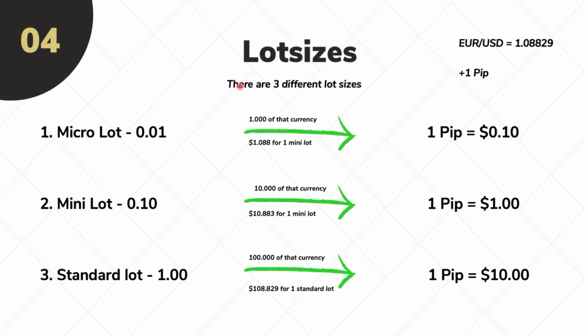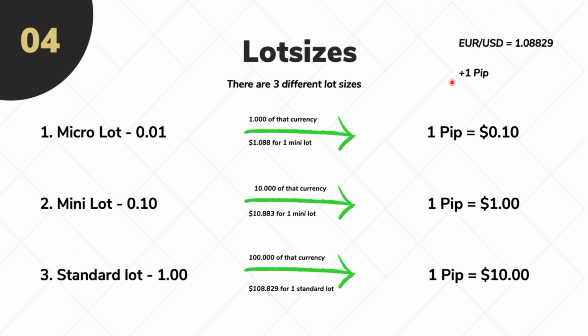What you actually buy is lot sizes. You buy contracts, and you have 3 different lot sizes. You have a micro lot that is 0.01. You have a mini lot that is 0.10. And you have a standard lot, which is 1.00.